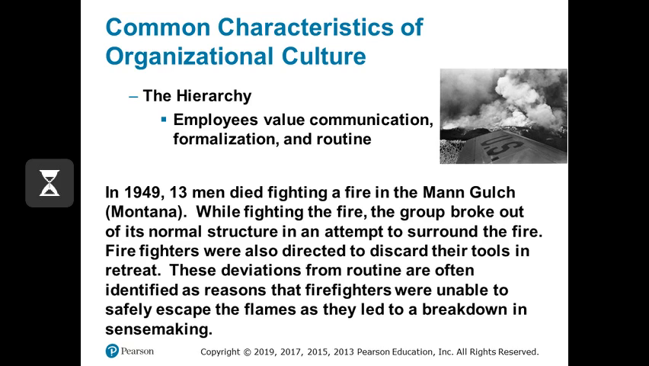Okay, and this is a great example of a culture where we are embracing values similar to the hierarchy, and often there are many great things that can come from this stability, particularly in positions like a firefighter where you do need stability and you do need to have assurance in the face of dangers. But the Mann Gulch disaster also provides us with an example where culture could actually be a detriment.